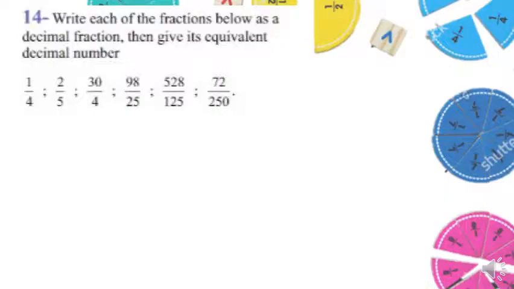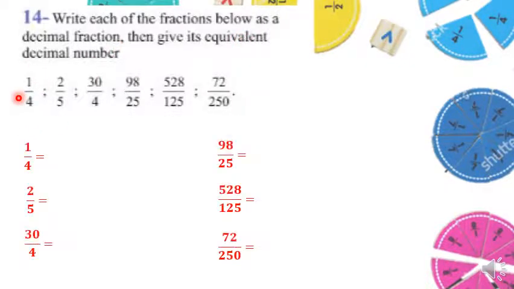Today, we are going to continue solving the exercises, starting with exercise 14. Write each of the fractions below as decimal fraction, then give its equivalent decimal number. Let's start with these fractions and writing them as decimal fractions. We said that decimal fractions are the fractions whose denominator is 10, 100, 1000, 10,000, and so on.